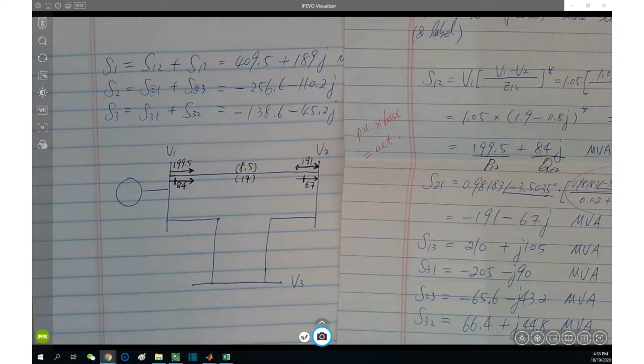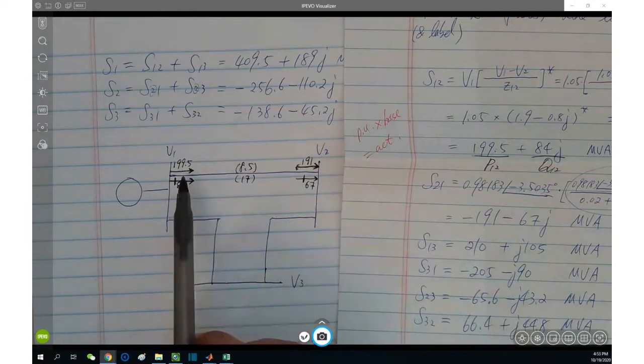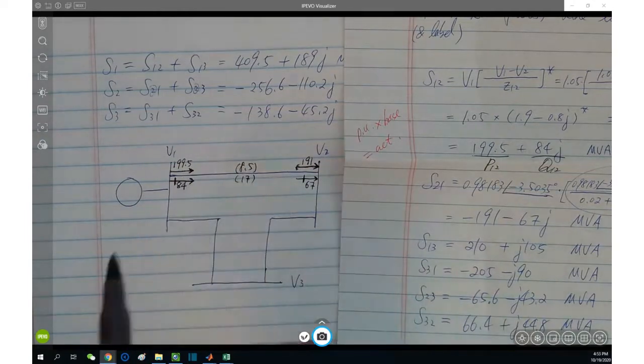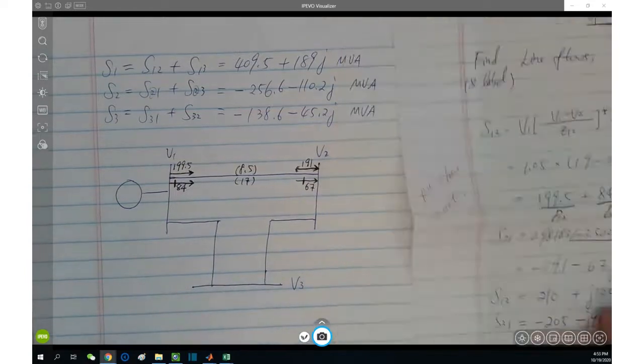I'll give you 5 minutes to label the rest. Oh, of course, now let me finish one. This is two line flows and one line loss. I need to give you an example of how to label the bus power. Bus power S1 here, this guy.